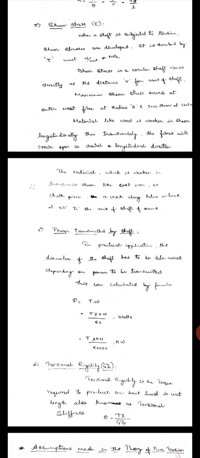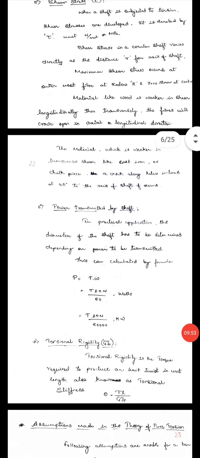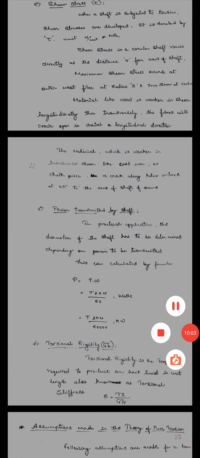Next is the power transmitted by shaft. The diameter of shaft is determined depending on power transmitted. This can be calculated by formula P equals to T into omega, T into 2 pi n by 60 watts or T into 2 pi n by 60,000 kilowatts. And torsional rigidity, torque required to produce unit twist in unit length. So torsional rigidity theta equals to TL upon GJp.